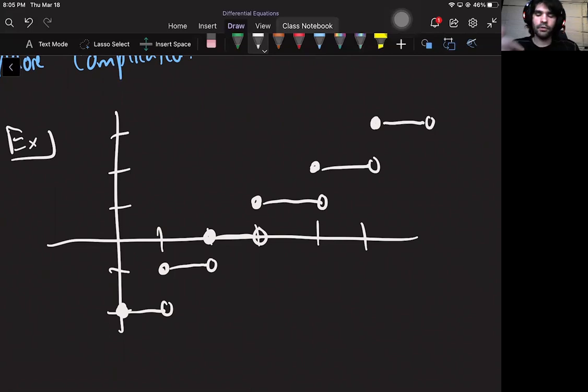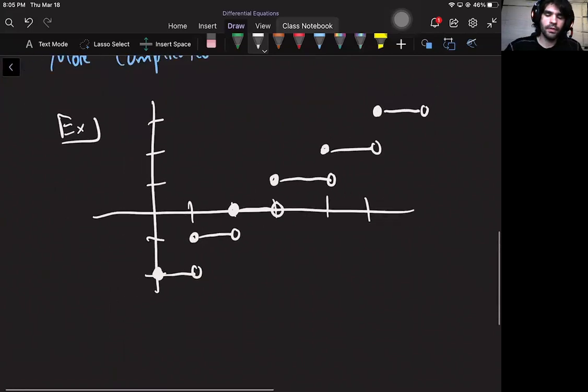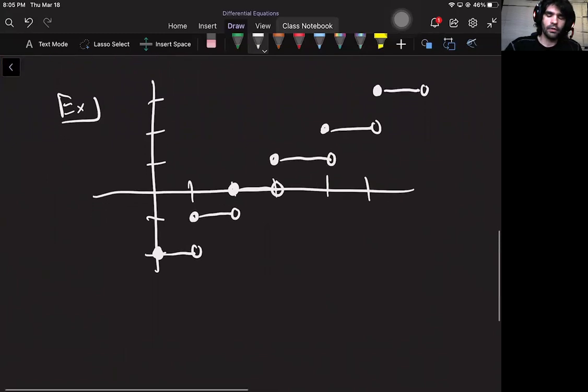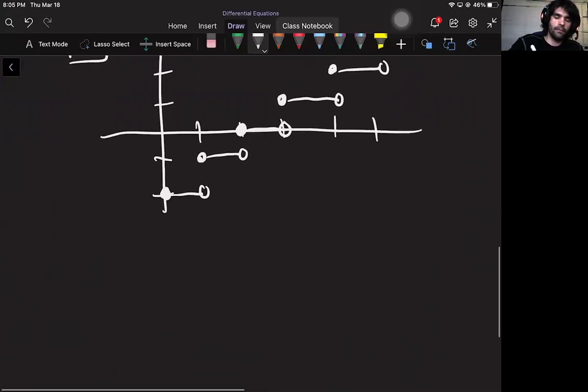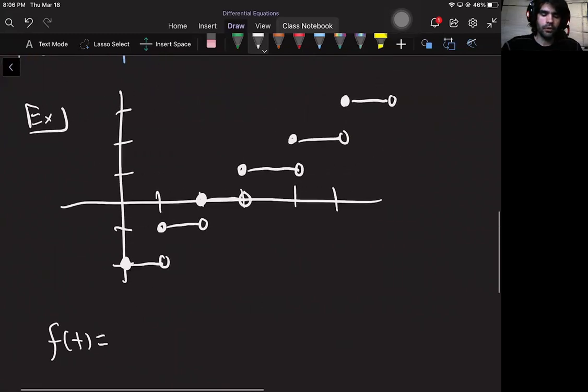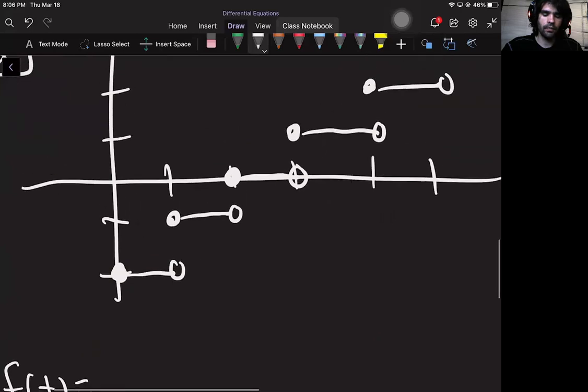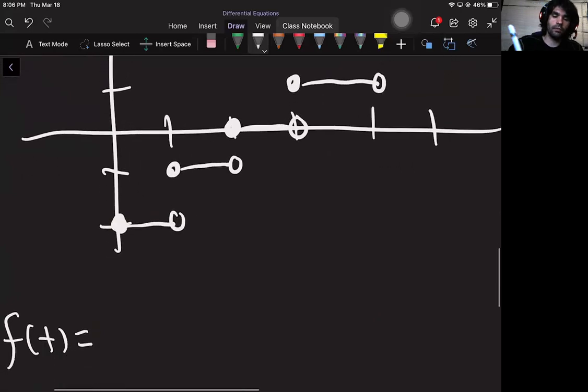And I can describe this using the unit step function in a bunch of different ways. So how are we going to do that? It's a bit tricky, but the idea is that we're just going to go from left to right. So starting here, what's the value of the function? It's -2.